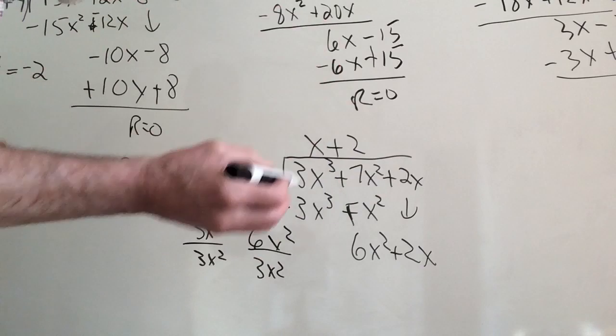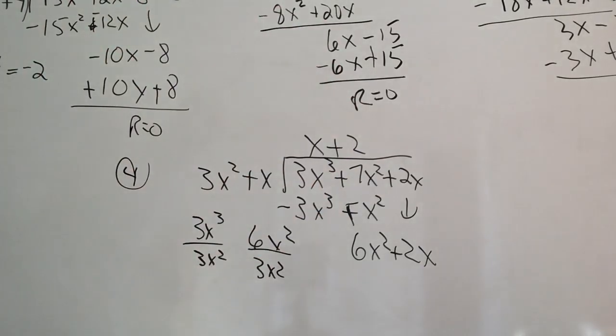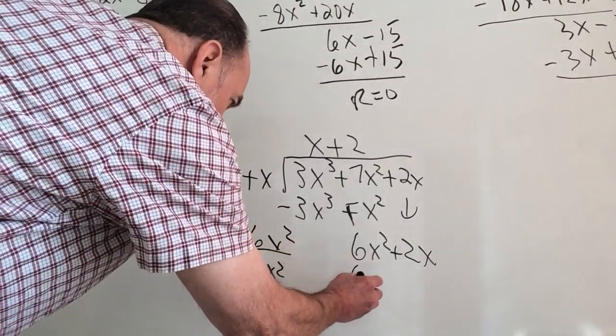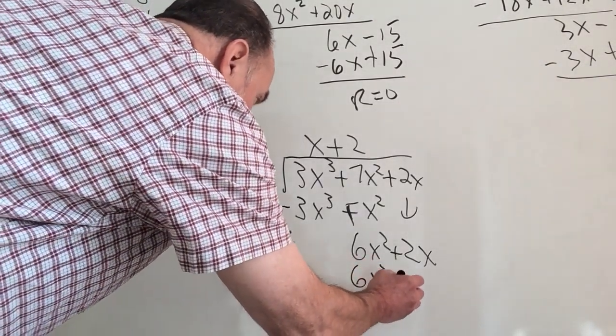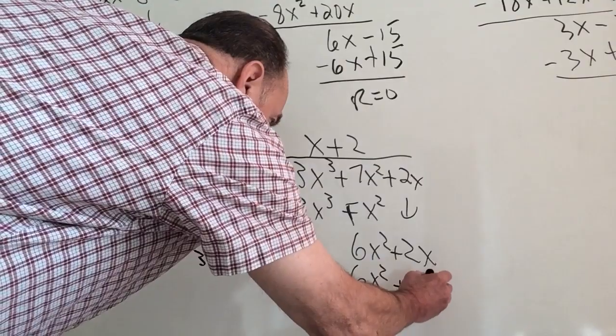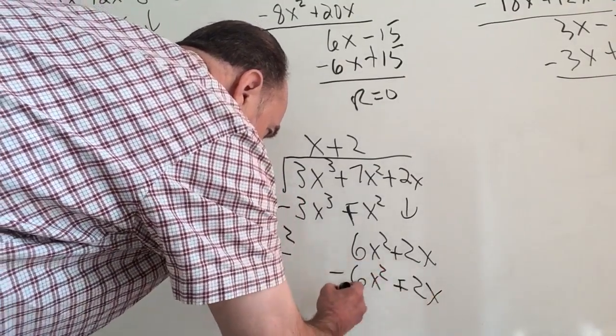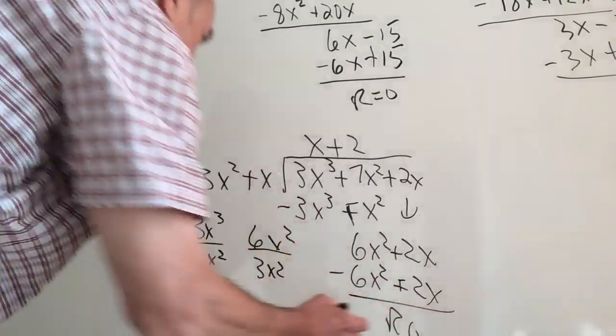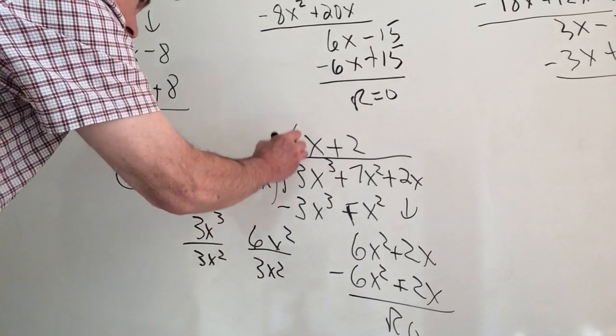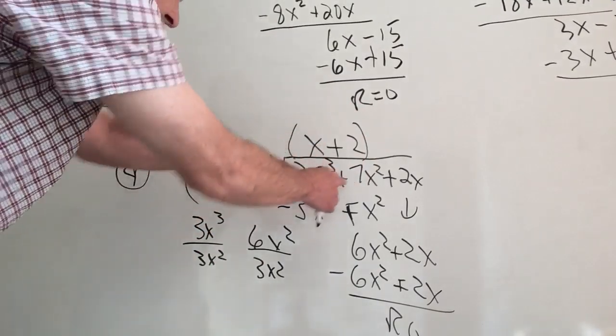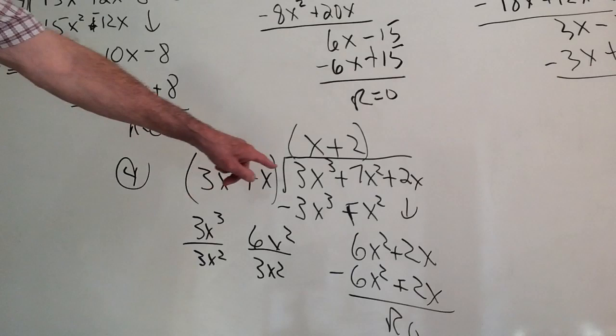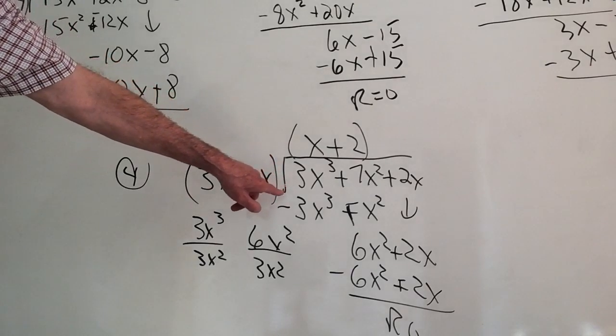So it either works or it doesn't. You didn't have to do everything I did. You could just see that the 2 works, and then you multiply, just like I've been doing with the other problems, and then you subtract, and you get a remainder of 0. So it follows instantly that this times this equals that. And this really should be factored, okay?